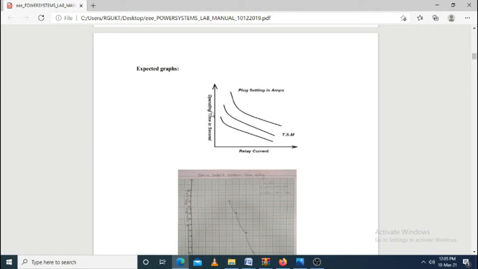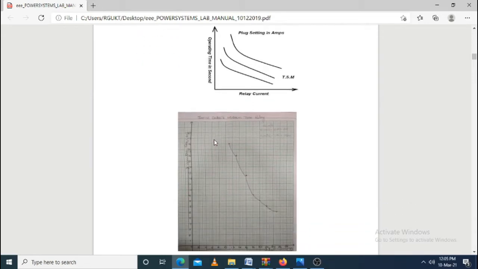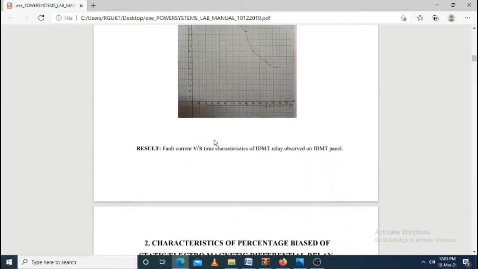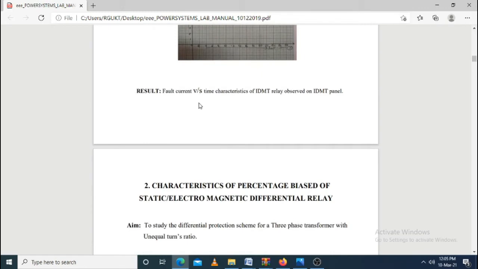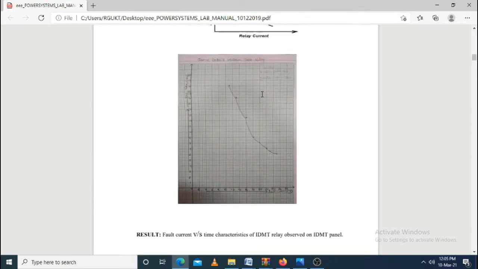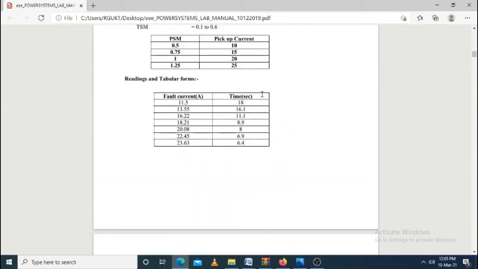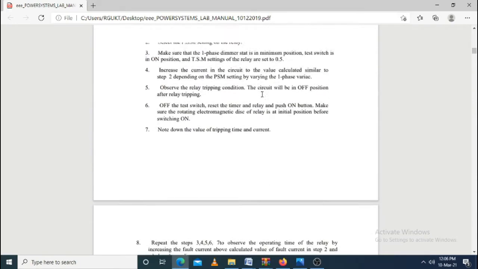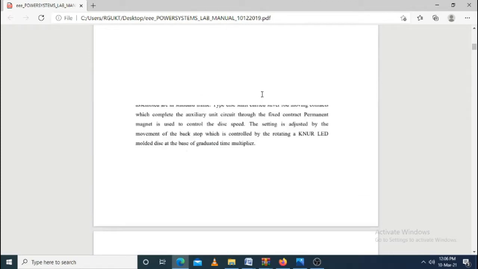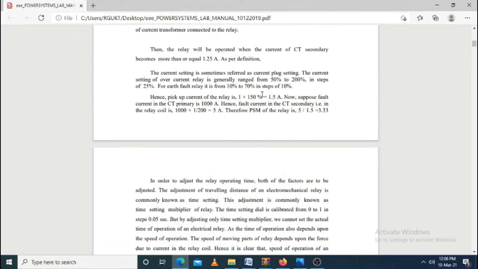Okay, so operating time versus relay current. As the relay current increases, the fault current increases, and the time taken by the relay to operate decreases. Okay, this is a sample graph, and this is the graph between fault current versus time for the IDMT relay. Okay, so this is the procedure and precautions, and the circuit diagram. You will see the connections and experiments.